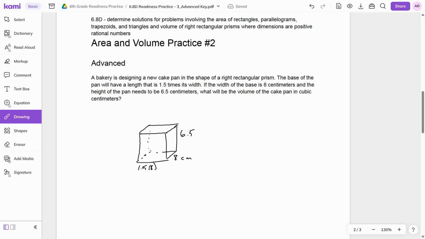So it's just going to be regular length times width times height. I've just got to do a little bit of extra work to get that 1.5 times 8. So what I can do is I can just substitute, right? My length is going to be 1.5 times 8. Multiply that by 8. That's the width. And then multiply that by 6.5. And then we just need to do a whole bunch of multiplication. So let's do 1.5 times 8.